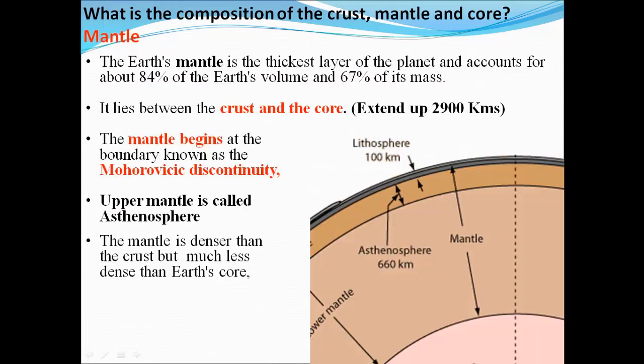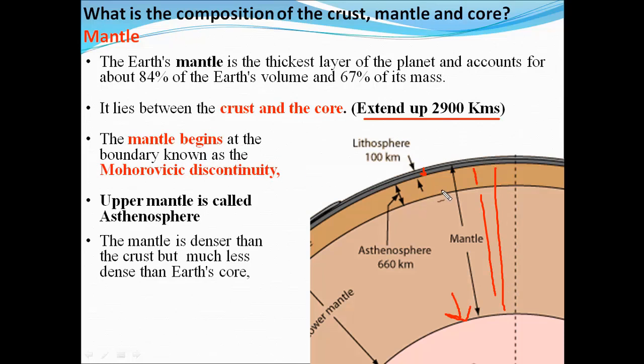Now we'll learn about the next layer called the mantle. Mantle is just below the crust. The Earth's mantle is the thickest layer of the planet and accounts for 84% of the Earth's volume and 67% of its mass. It lies between the crust and the core. This is the crust and the outer core. Mantle is divided into two parts, outer mantle and inner mantle. Between crust and the core, the mantle extends up to 2,900 km.